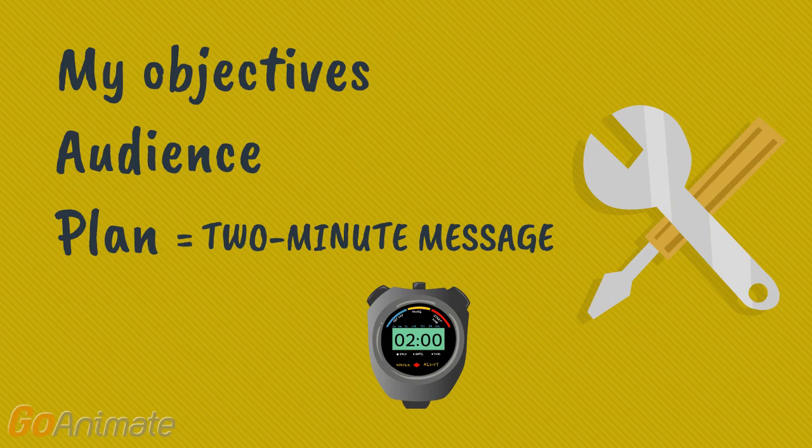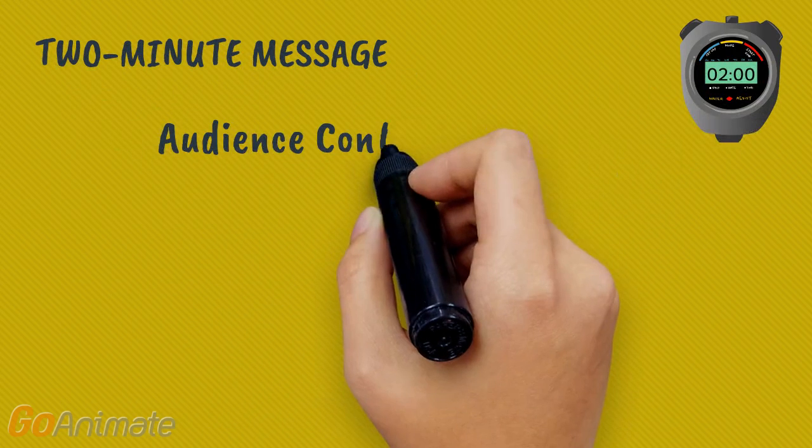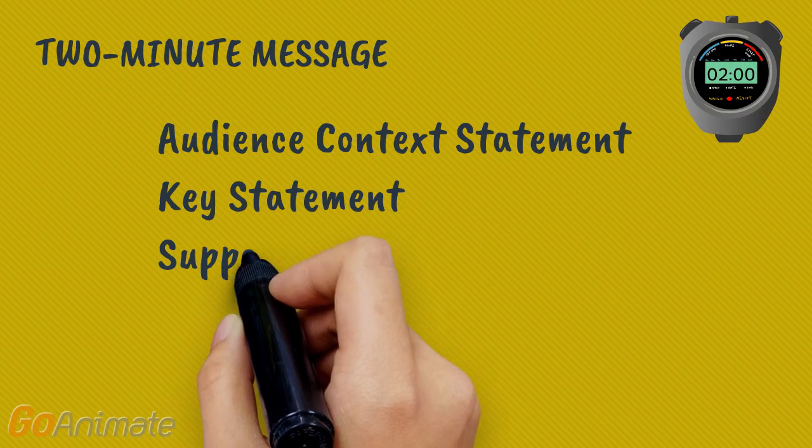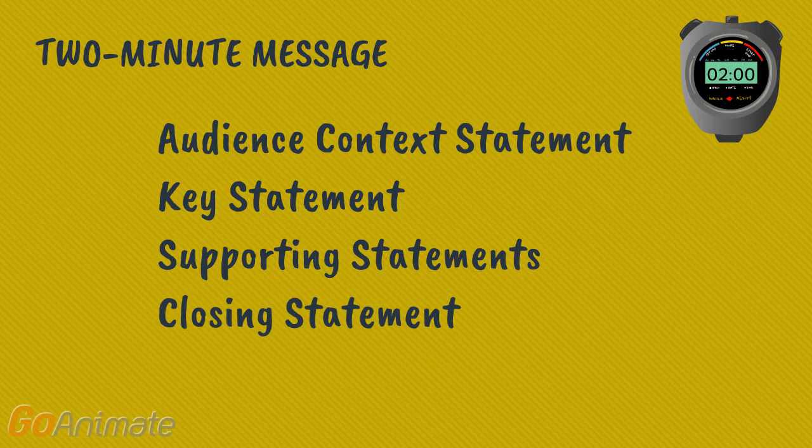Having noted my objectives and captured what I know about the audience, my 2-minute message plan is structured in 4 parts. The audience context statement, the key statement, the supporting statements, and the closing statement. However long it takes me to write this lot, it should be possible to read out the result in about 2 minutes, hence the name.